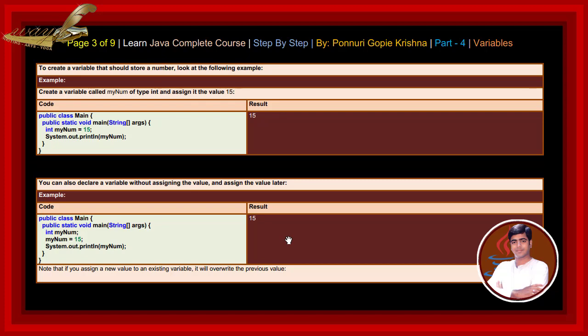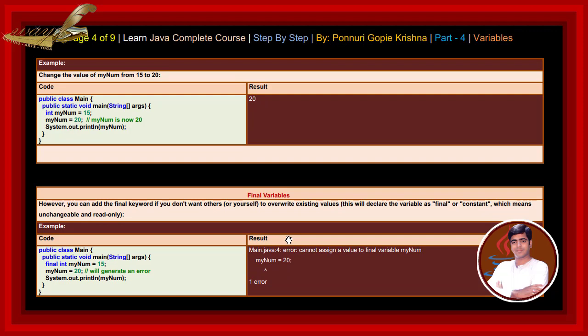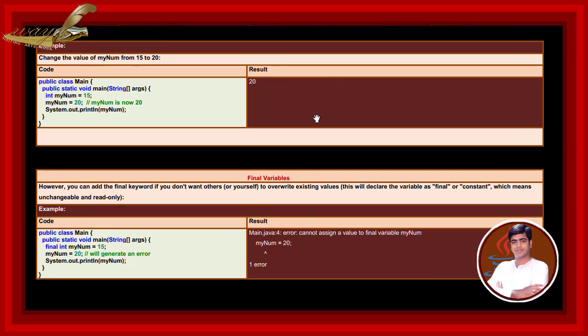Note that if you assign a new value to an existing variable, it will override the previous value. See here, change the value of myNum from 15 to 20. See here, now we are changing the number from 15, myNum = 20. See, 15 was replaced by 20. Result is 20 printed.